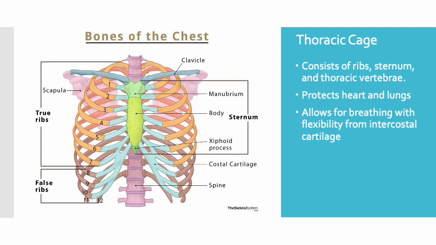So now we have our thoracic cage. The thoracic cage is the cage of the thorax area. This consists of your ribs, your sternum, and your thoracic vertebrae. The main function of this is to protect the lungs and the heart, our vital organs, and they also allow for breathing because the cartilage in our ribs is very flexible, so it allows the bones of the rib cage to rise and fall as our chest rises and falls while we're breathing.